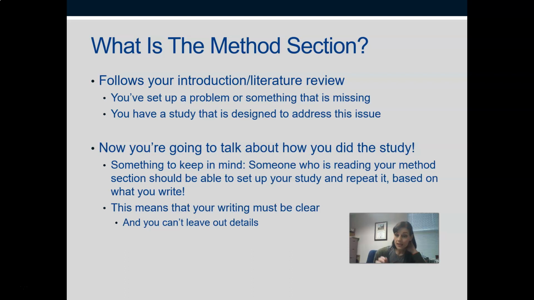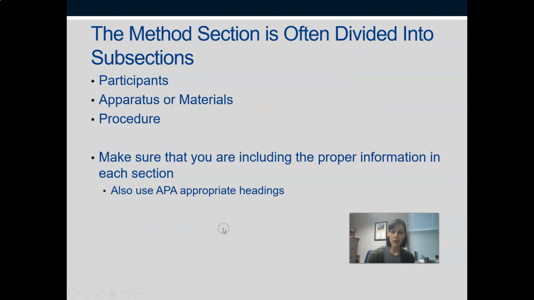Now, something that you need to keep in mind and something that I will definitely be grading you on is that somebody who is reading your methods section should be able to set up your study, and they should be able to repeat it and replicate it based on what you write. So if you've had first year writing seminar and you've had discussions about different genres of writing, this is what we would call procedural writing. Your writing needs to be very clear. You cannot leave out details, and this is one of those cases where I would rather you be more detailed than less detailed. So let's talk about what this involves.